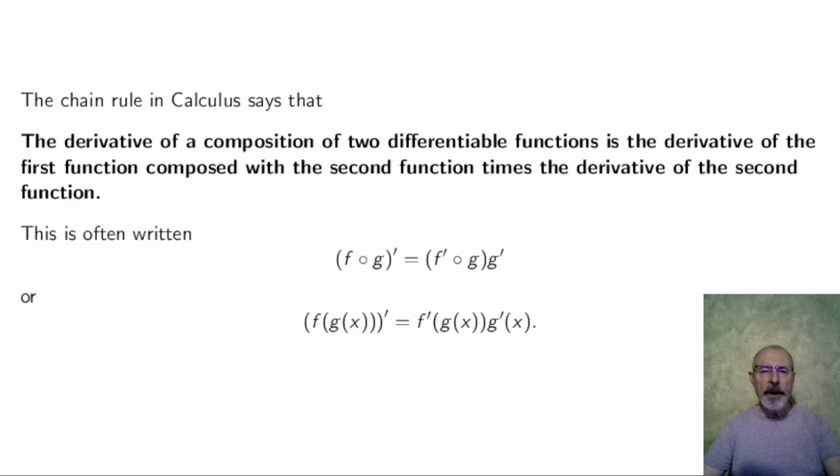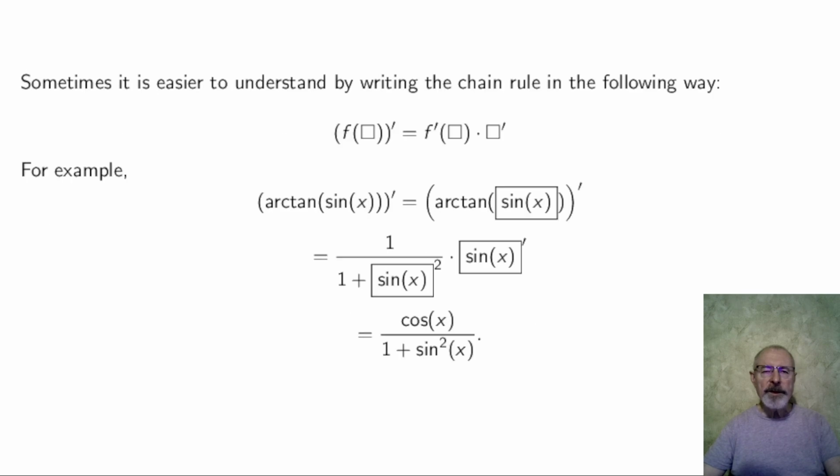The chain rule in calculus says the derivative of a composition is the derivative of the outer function applied to the inner function times the derivative of the inner function. We can write that more easily as the derivative of f of a box is f prime of the box times box prime.